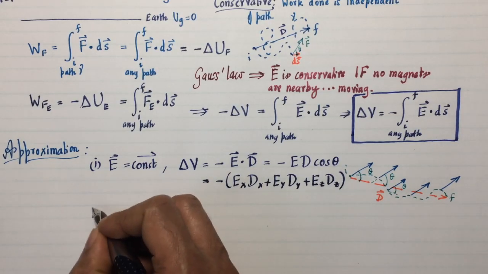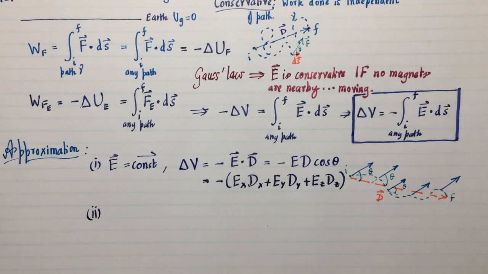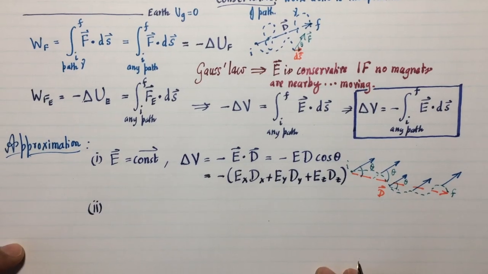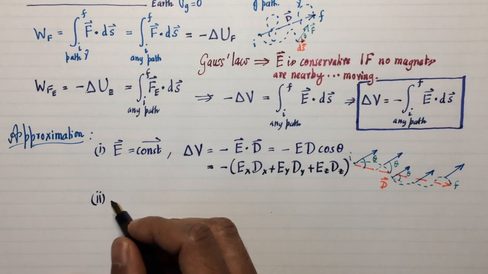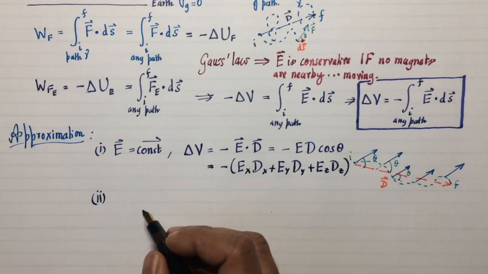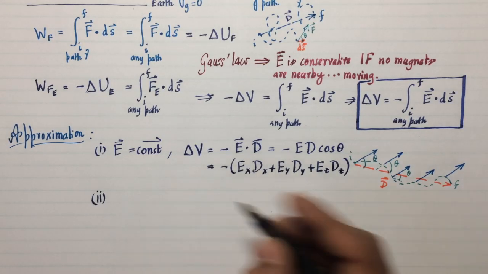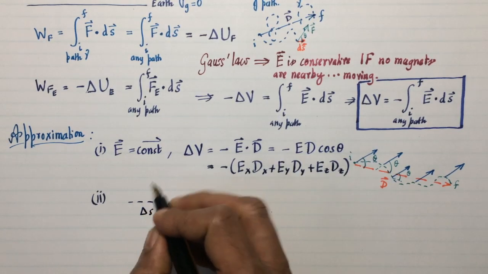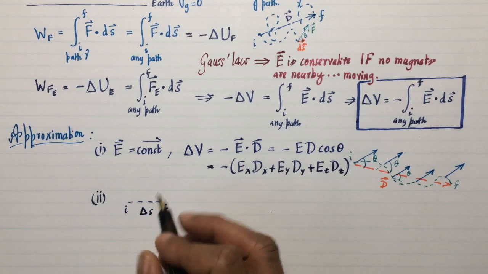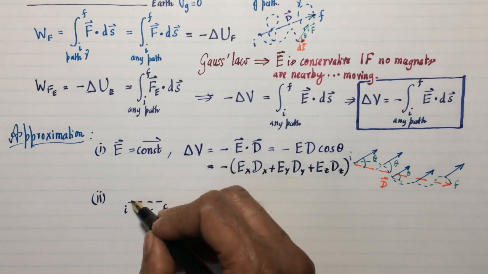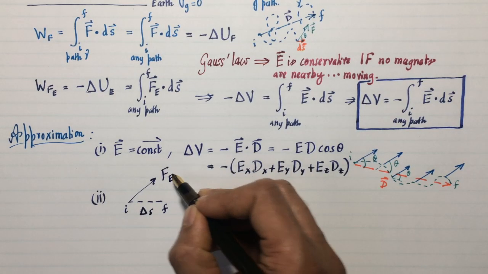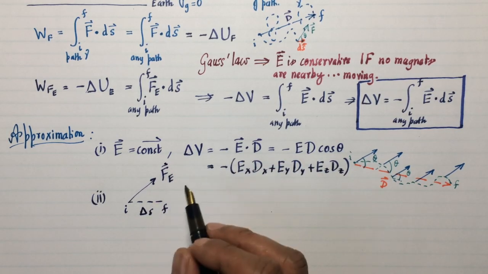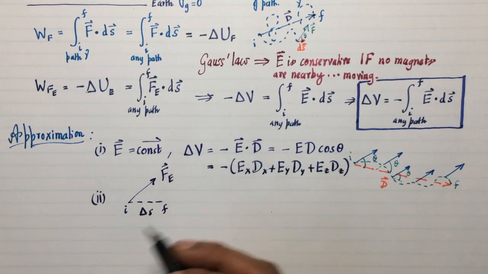The second thing that I want to talk about is a slightly more general result than that. This just applies to many situations, and that is an approximation of what the parallel component of the electric field is. So what I'm going to do here is just take a little portion of that path. So suppose I have a small portion of that path, I'll call that delta S, and let's just say I'm going from I to F over a very small portion of that path. And let's suppose the electric field is F_E. Now for this one, I'm not assuming F_E to be constant or anything. It can change from point to point.